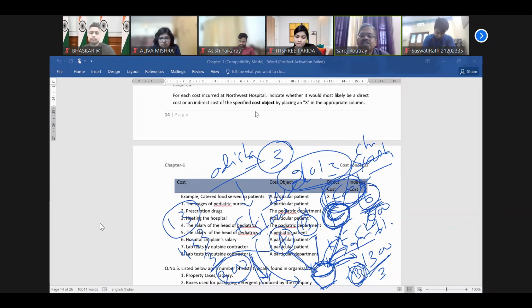And once I see that it's an indirect cost, I have to find out a correct allocation basis. If I use a wrong allocation basis, you will be charging more to one customer and less to another. The customer you charge less will repeatedly visit your place. The customer you charge more will not turn up a second time. So you will lose your customer.